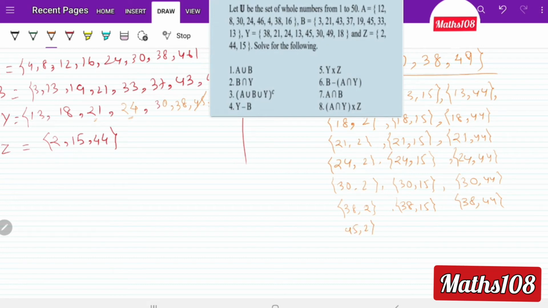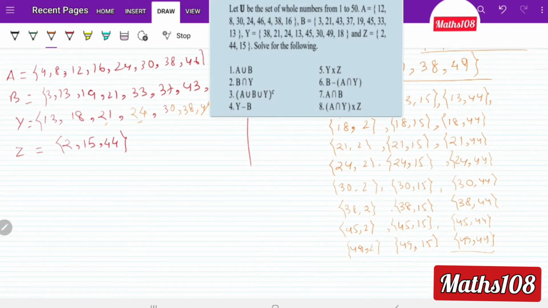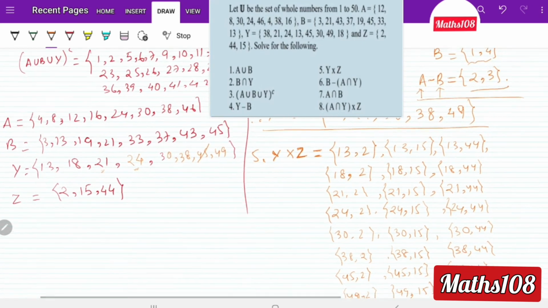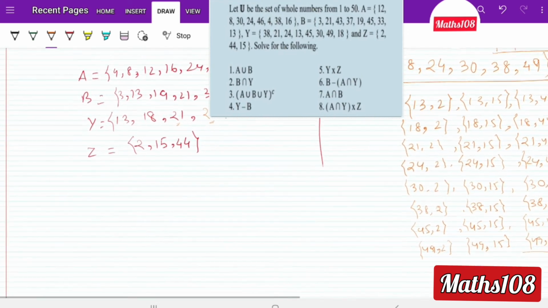45, 2; 45, 15; 45, 44. And last, 49, 2; 49, 15; 49, 44. Yeah, this is the product of Y and Z.